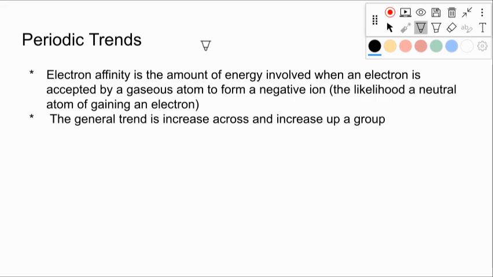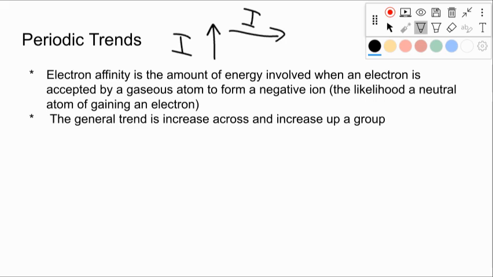So this trend is also going to be increase up, increase across, because these things over here want to gain electrons. These things over here really don't care about gaining electrons, but the trend still has increase. So let's look at one example of a question that you would possibly see on the AP exam over this topic.